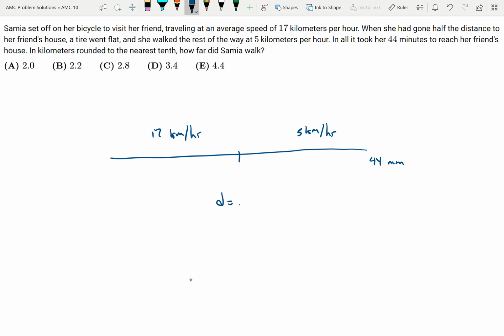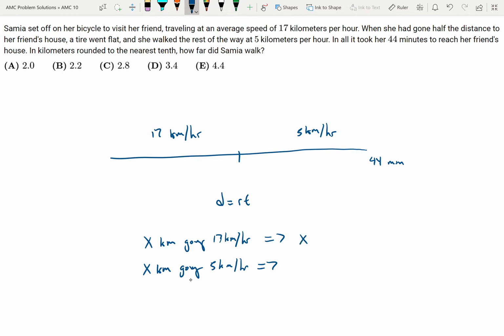I want to remember that d equals rate times time. So let's just say she goes x kilometers going at 17 kilometers per hour. Then, since it's the same distance, she goes x kilometers going 5 kilometers per hour. So I want to set up a little equation. Distance equals rate times time, so distance is going to be x.